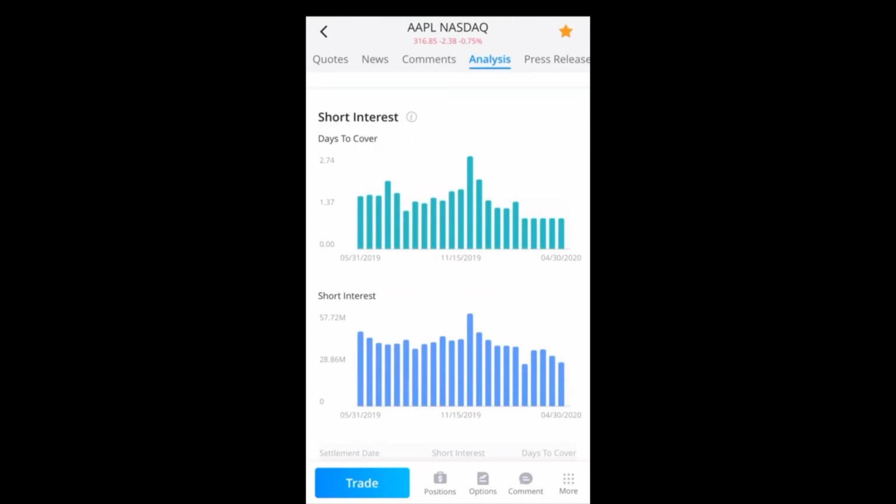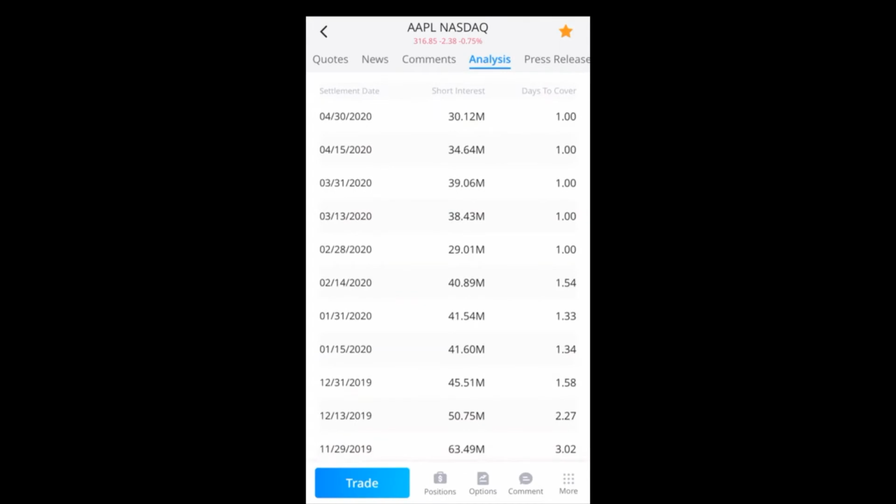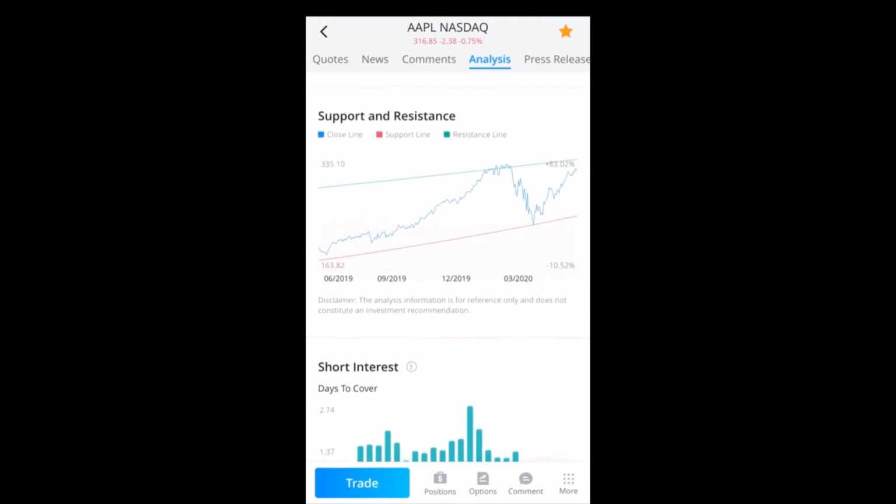And as you can see, at the beginning of the year and the end of 2019, there was more short interest than there is currently. That's because Apple stock, along with the rest of the market, has actually gone down over the past 2-3 months. So as you continue, you can see more information about short interest, but we're going to go back up to press releases.